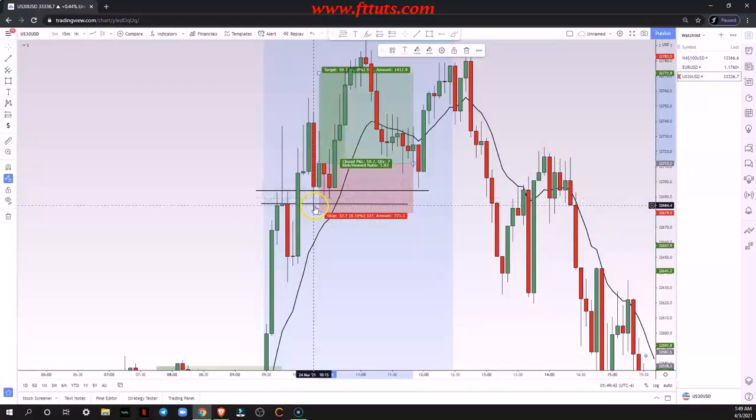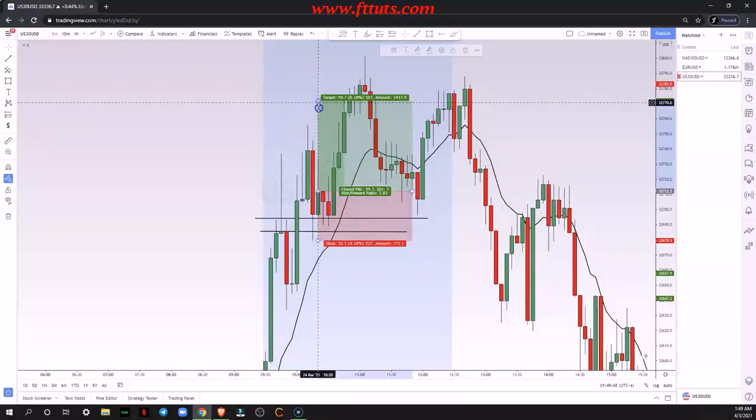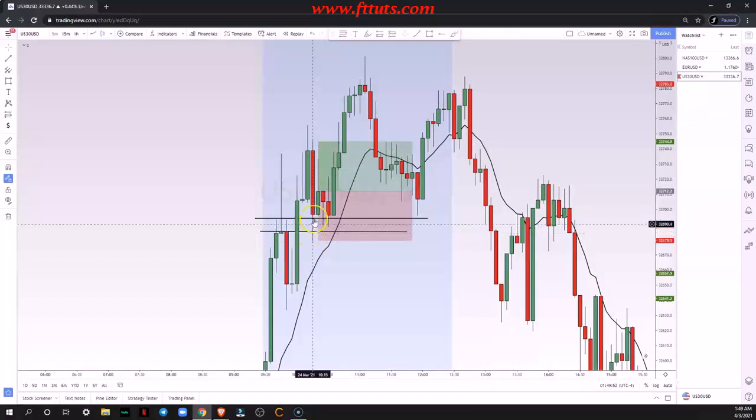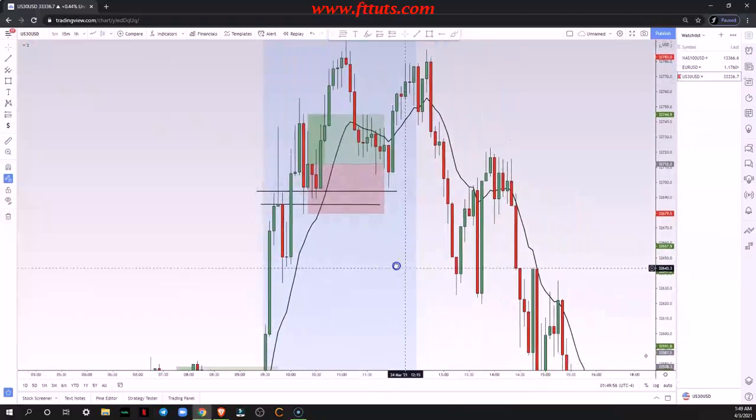I'm going to use the lowest wick. So this is the entry candle, and we get our easy 1 to 1. Boom, easy 1 to 1. Stop loss is underneath the lowest candle, and that was an easy dub.